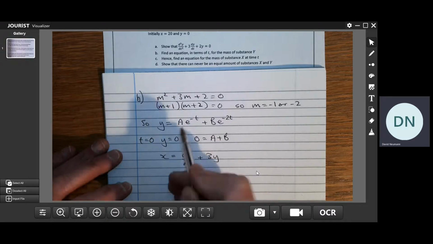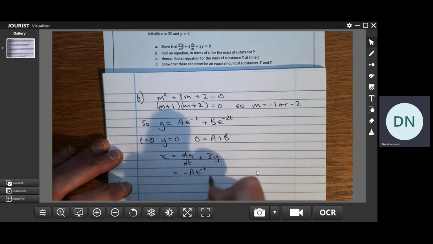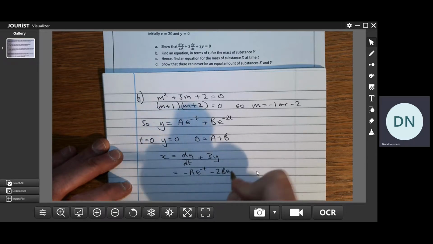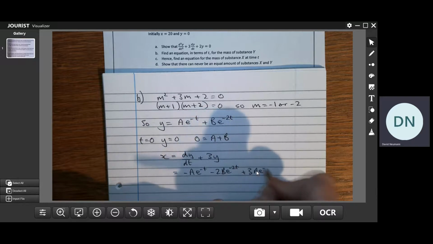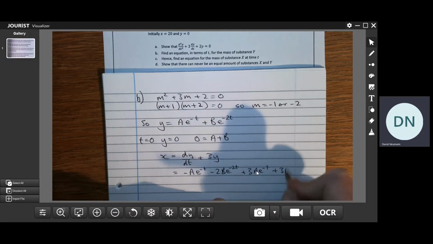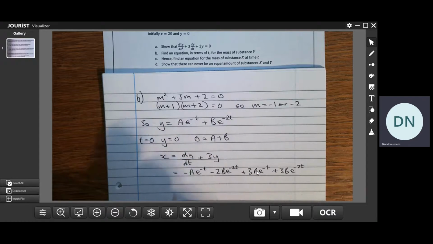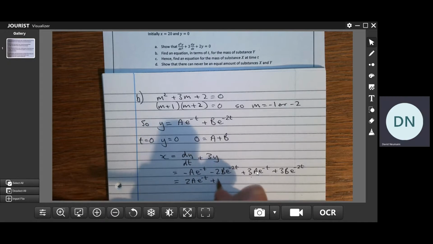So that's equal to, well, we've got to differentiate this. That's minus a e to the minus t minus 2b e to the minus 2t, plus 3 times all of this, so plus 3a e to the minus t plus 3b e to the minus 2t. If we simplify that, minus 1 plus 3 is 2, so we get 2a e to the minus t plus b e to the minus 2t.